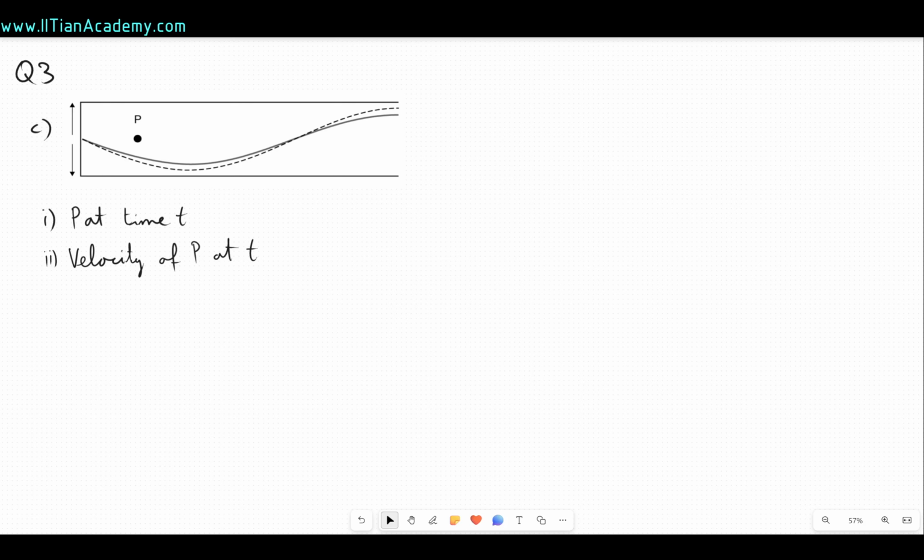So in part C, we're given a solid line that represents the standing wave at time t, and a dotted line represents the standing wave an instant later. We're told the dot is in equilibrium position. The dot is the equilibrium position of the particle P in the pipe, and the upwards pointing arrow shows displacement to the right, and the downwards pointing arrow shows displacement to the left.